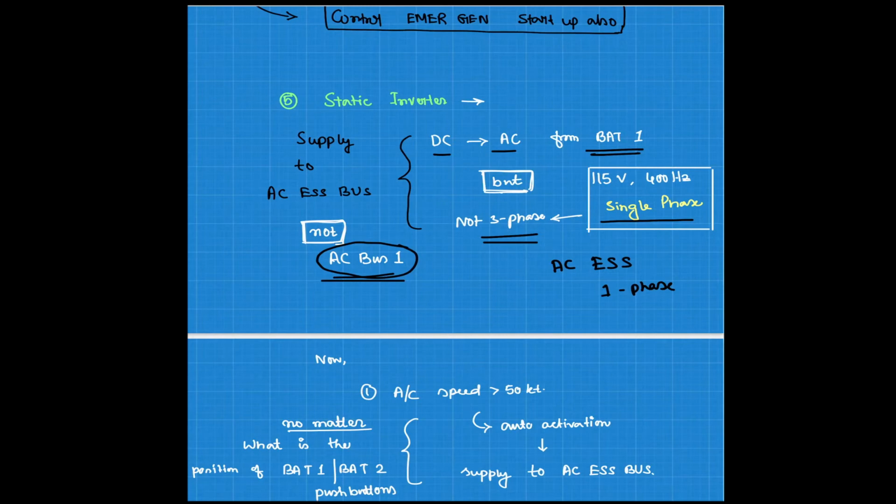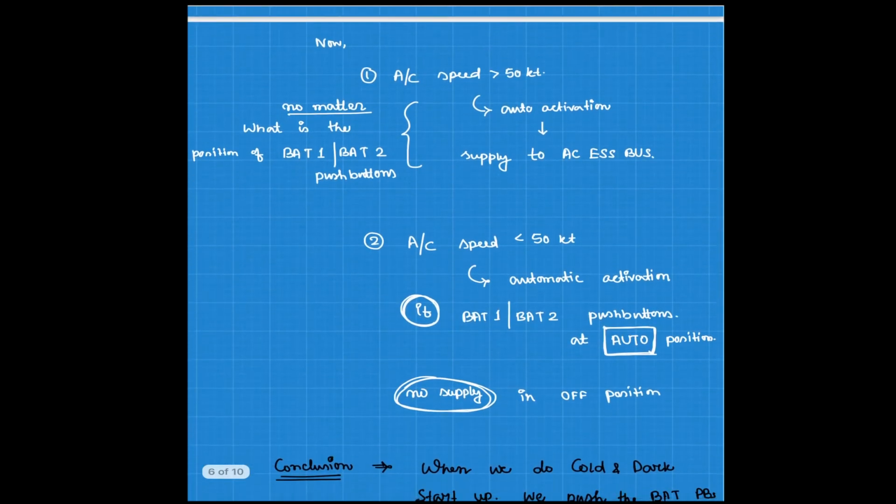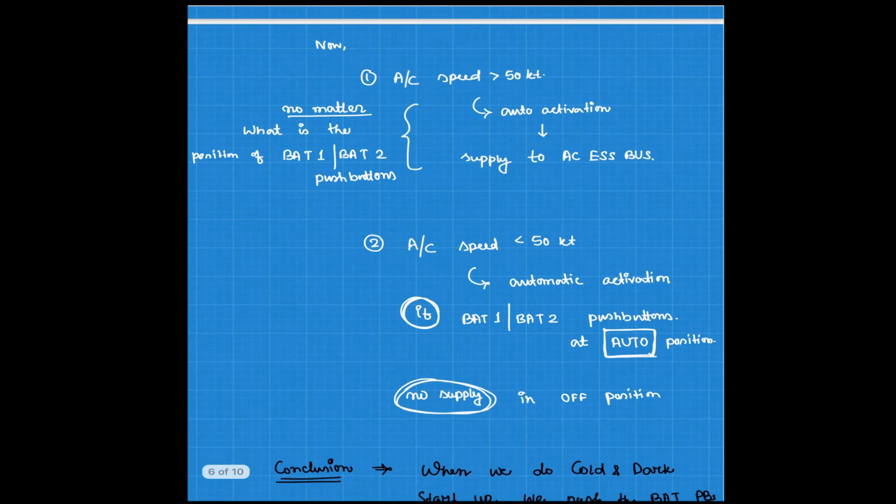Okay, so now there is a very interesting thing about the static inverter I told you earlier. When the aircraft speed is above 50 knots, so basically that is in the takeoff phase, the static inverter automatically activates and supplies the AC essential bus, that powers the AC essential circuit also. Okay, no matter what the position of the bat 1 and bat 2 push buttons is.